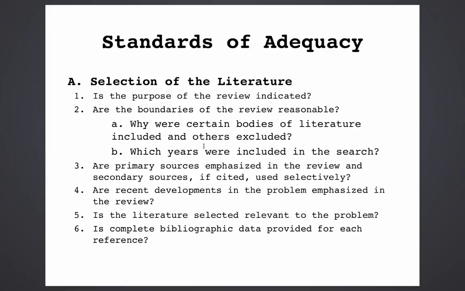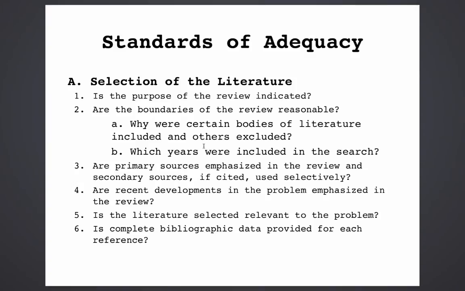So we start with the selection of the literature. Is the purpose of the review indicated? Are the boundaries of the review reasonable? So why were certain bodies of literature included versus excluded? Were there appropriate years of literature included? This can include the idea that the most recent literature is covered, but also that the most important foundational literature is covered.